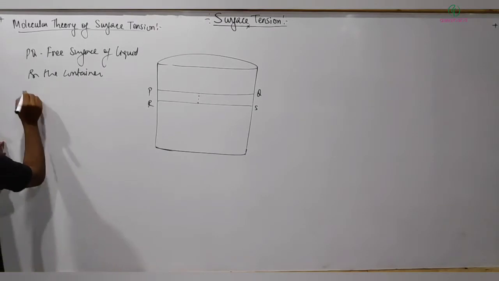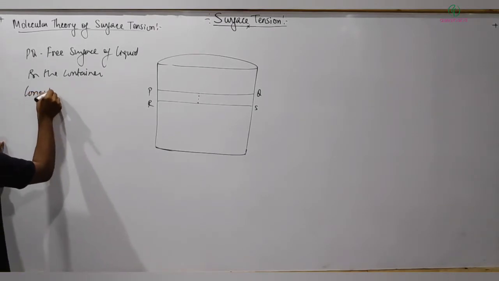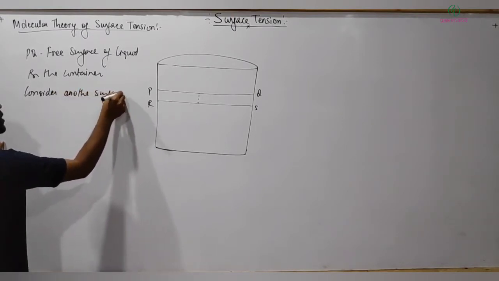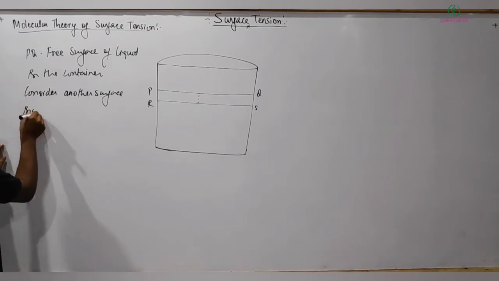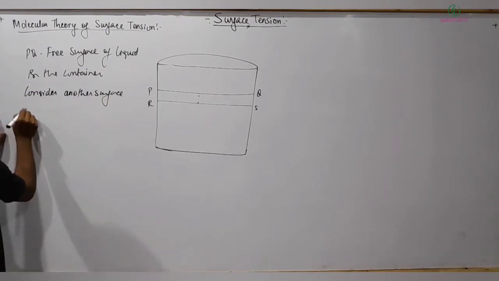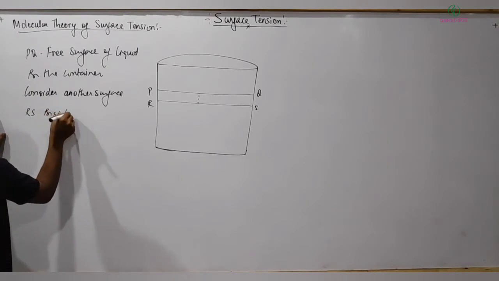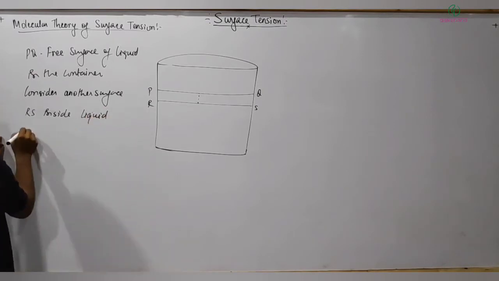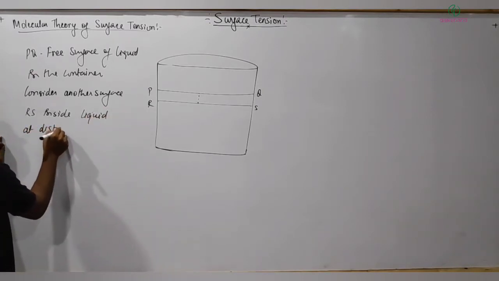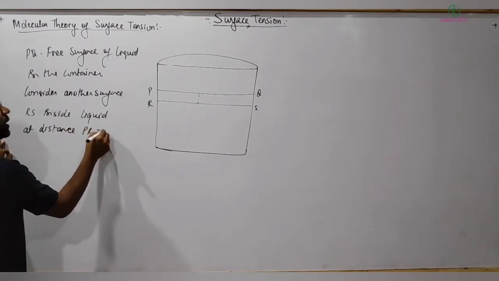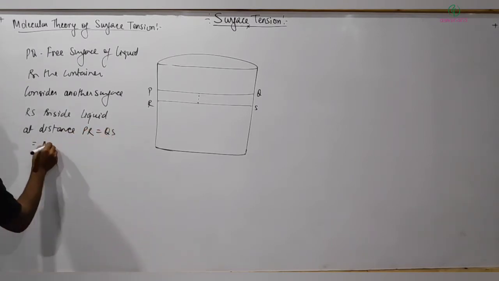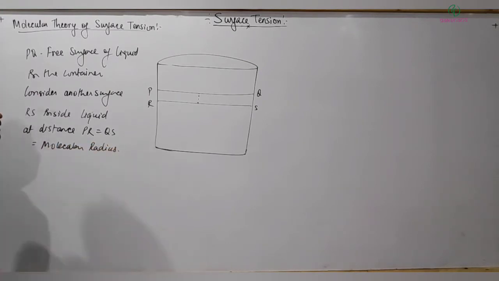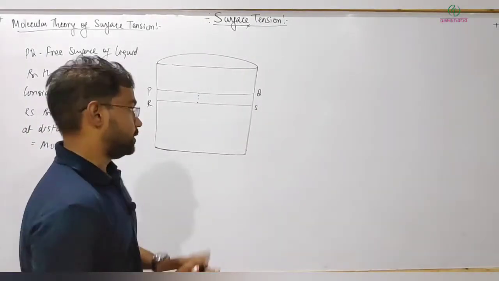Okay, so consider another surface RS inside the liquid at distance PR equal to QS equal to molecular radius. Okay, what does it mean now?